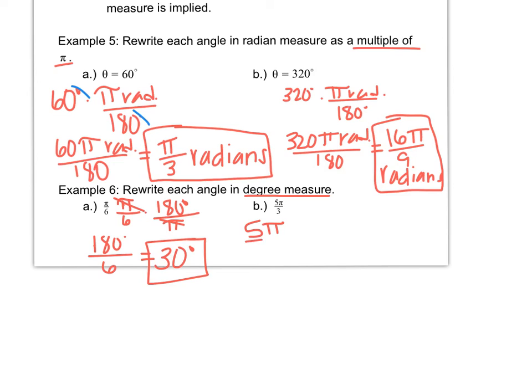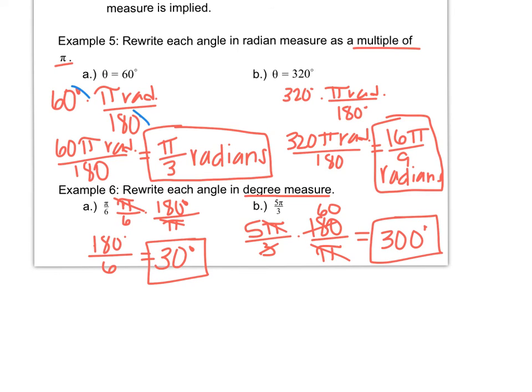Same process here. We're multiplying by 180 over pi. The pi's cancel. Let's see. 3 goes into 180 60 times. 5 times 60 is 300. So this would be 300 degrees.